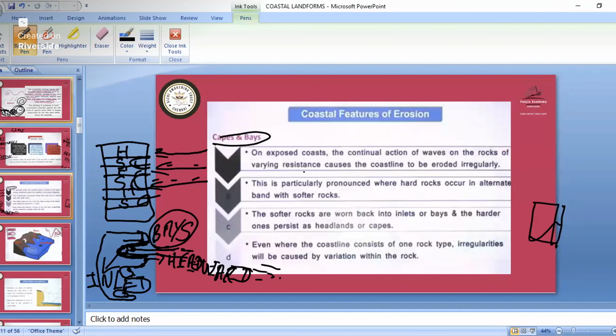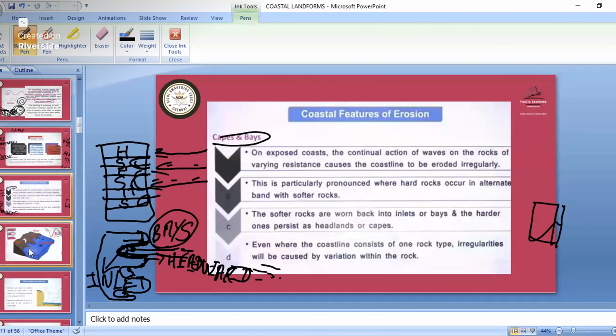See here, on exposed coast, the continual action of waves on the rocks of varying resistance causes the coastline to be eroded irregularly. When that irregular erosion happens, the formation of bays takes place. This is particularly pronounced where hard rocks occur in alternate bands with the softer rocks. That we have seen here. So this part is known as the headland, and that inlet part, where the water is going mostly in and again coming back, is known as the inlet.